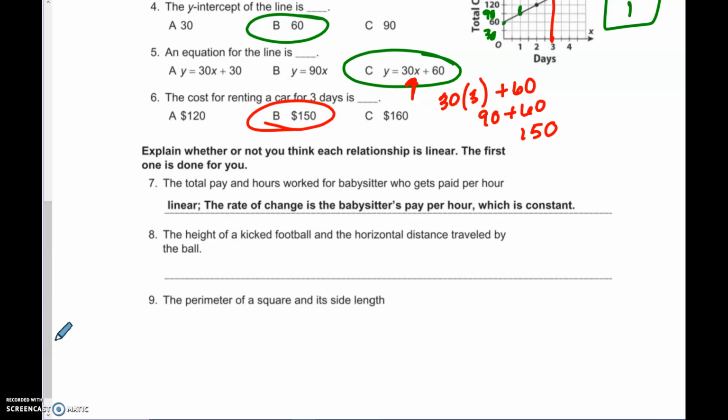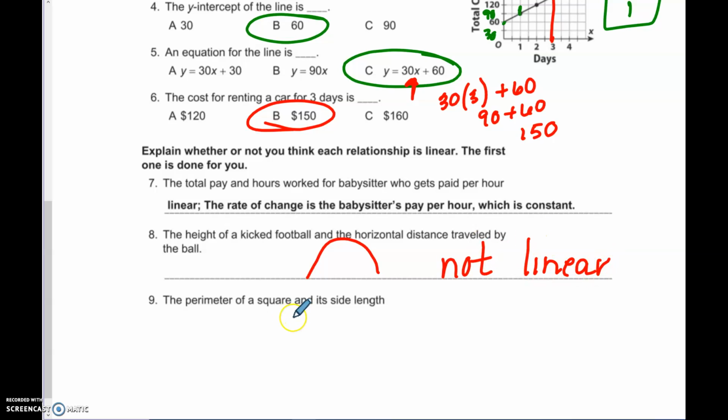All right, number 7. So whether you think this is linear or not. Okay, the height of a football kicked and the horizontal distance. So I would say the height and the horizontal distance is kind of going like this. So I would say this one is not linear. There's not a constant rate of change.